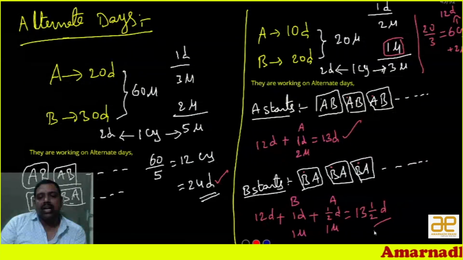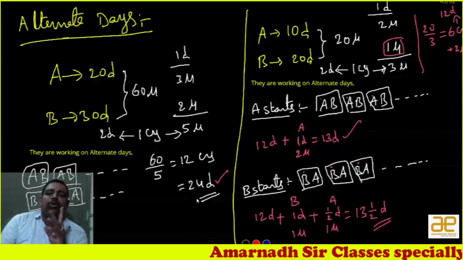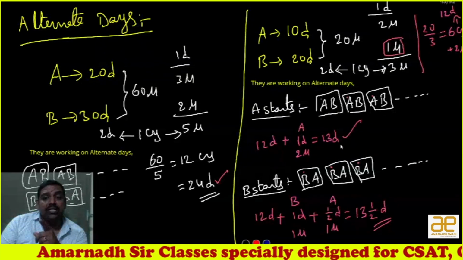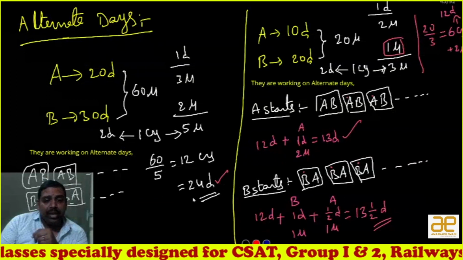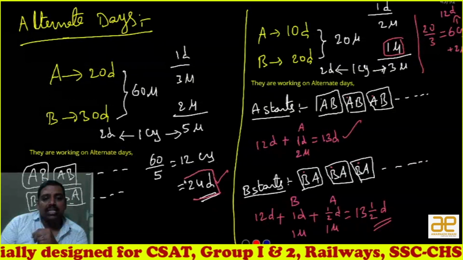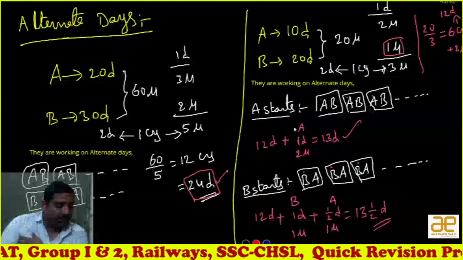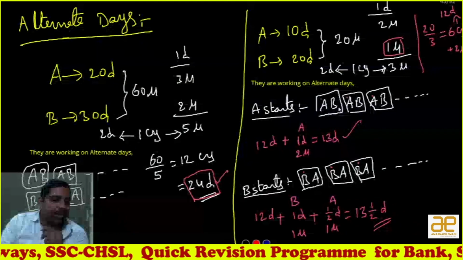Okay. Like this we have to observe. In this case, there is no question of whether A started or B started. But in this case, if A starts it is 13 days, if B starts it is 13.5 days. So that's why, in the earlier case, whoever starts, the answer is 24 days only, no change at all. But in this case, they should say who has started the work. If it is not mentioned, then we should say that the answer cannot be determined.